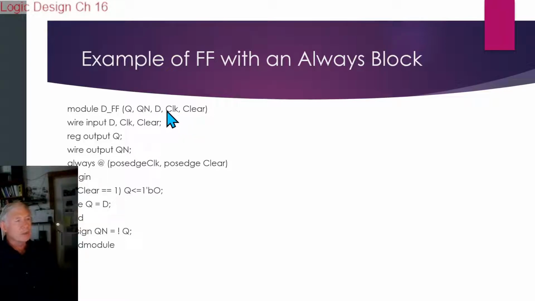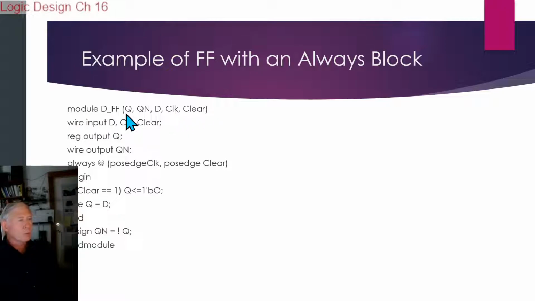So this is a D flip-flop with outputs Q and Q naught, and a clock, and an asynchronous input called clear. Now, our clock could be rising edge or falling edge. Our clear could be active low when it's asserted, or it could be active high when it's asserted. So here we're going to describe these signals a little better.